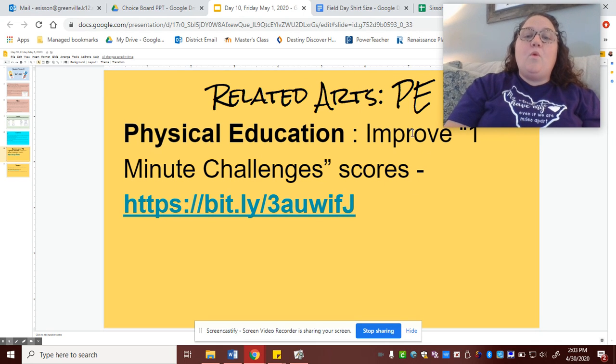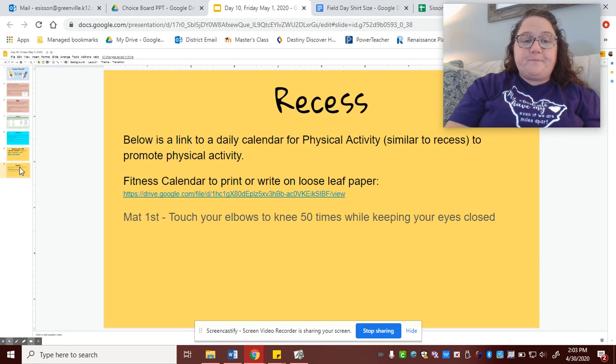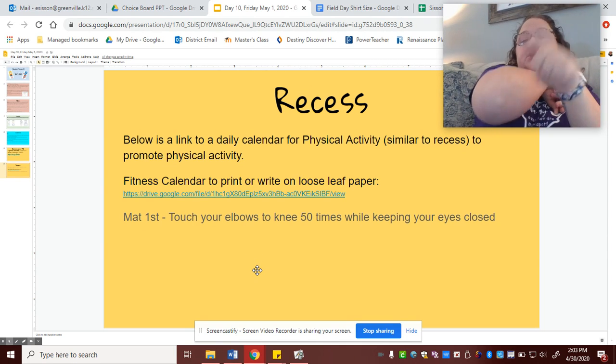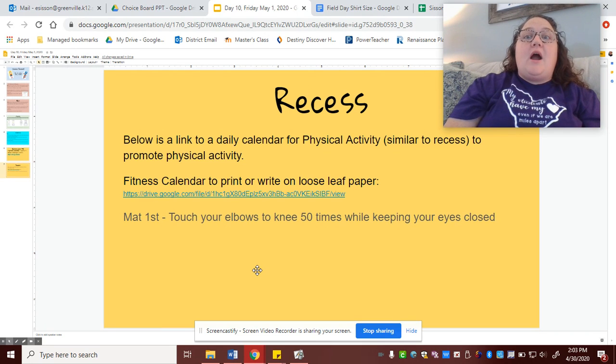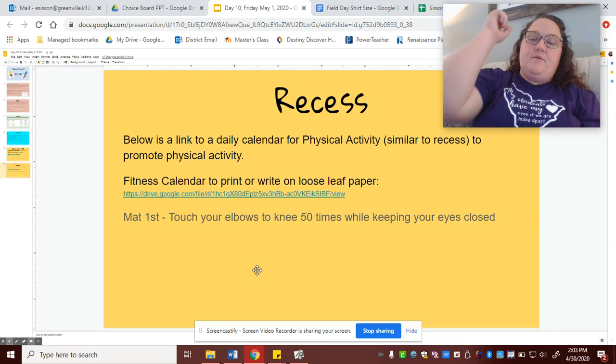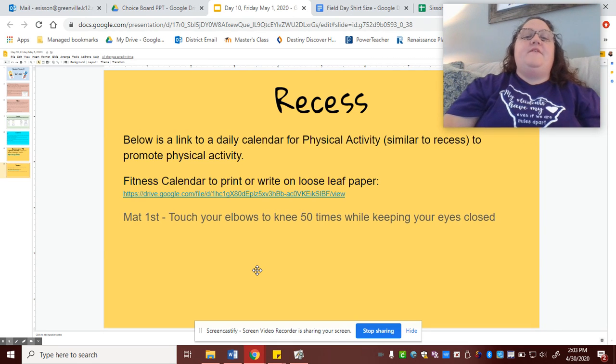All right. Then a while ago, you did the 1-minute challenge, and it said to save your scores. So today you're going to improve that 1-minute challenge and see if you can do more things inside your 1 minute. Then today's recess activity for May 1st is to touch your elbows to your knees while keeping your eyes closed. You've got to do it 50 times. I think that would be really hard. You're going to crunch and crunch 50 times while keeping your eyes closed.